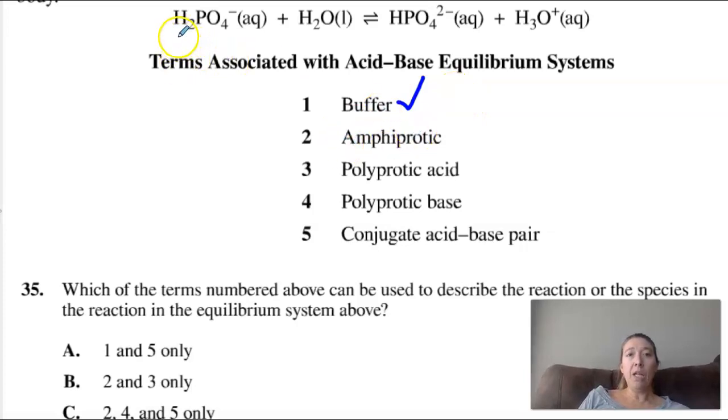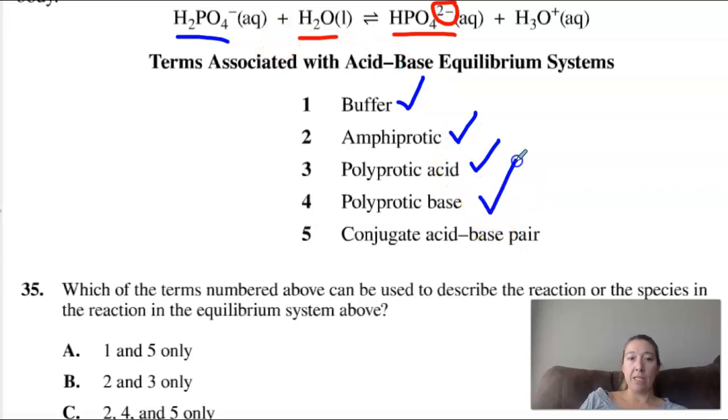Amphiprotic. H2PO4 minus has a negative and an H. So does the HPO4 2 minus, so it is amphiprotic. Okay, polyprotic acid. Well, here's an acid. It has two H's. So yes, we have a polyprotic acid. Polyprotic base. So what are our bases? Our bases are going to be water and HPO4 2 minus. This has a 2 negative charge. That 2 negative means it has the ability to accept 2 protons. So yes, this is a polyprotic base.